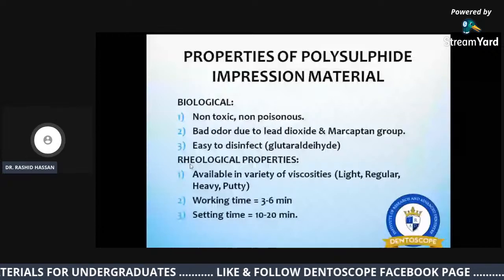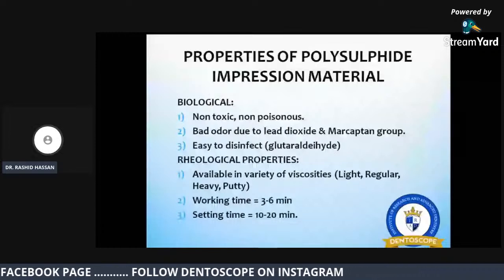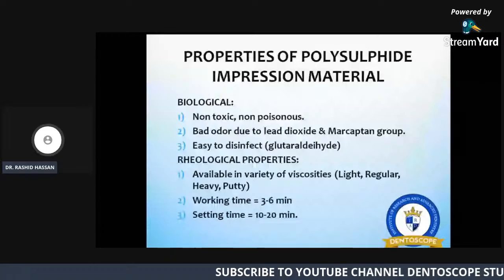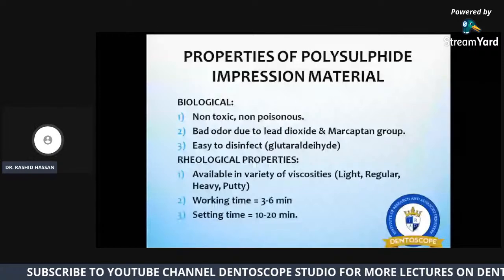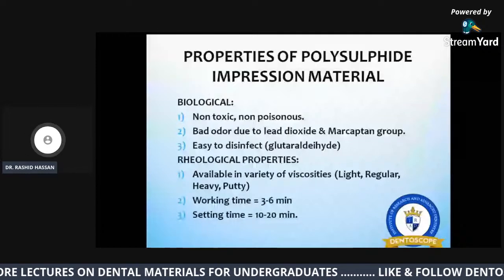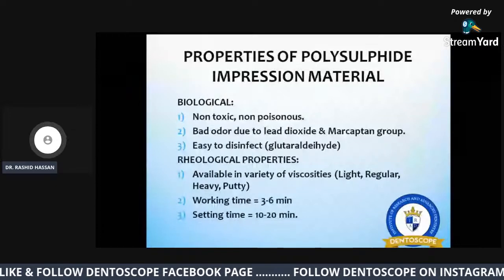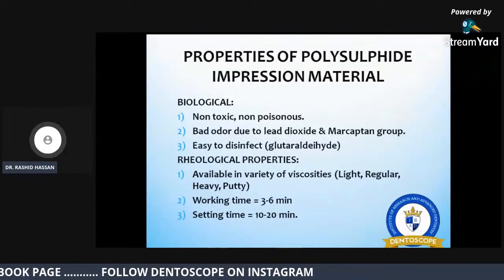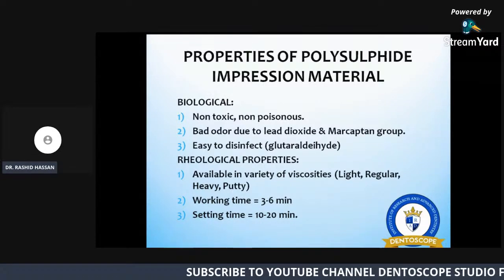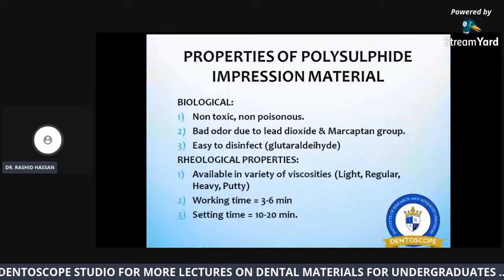Well, you look at the setting time, it is 10 to 20 minutes, which is quite a large setting time. If you look at it from a patient's perspective, as I told you in the biological properties, it has a bad odor, it has a bad color as well, right? So keeping such material so close to the nasal cavity while recording an impression for about 10 to 20 minutes is intolerable, right?